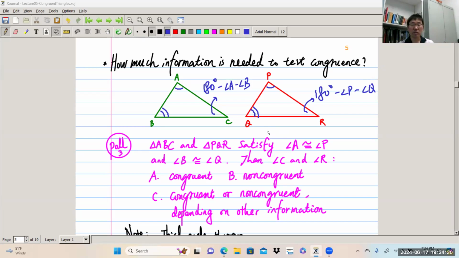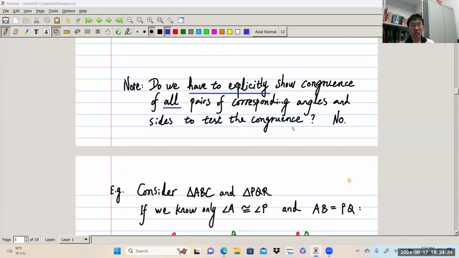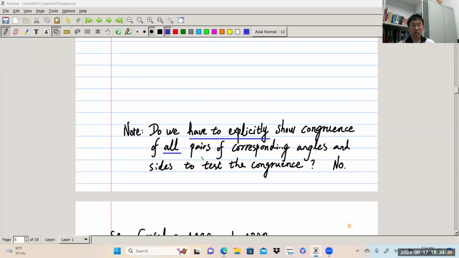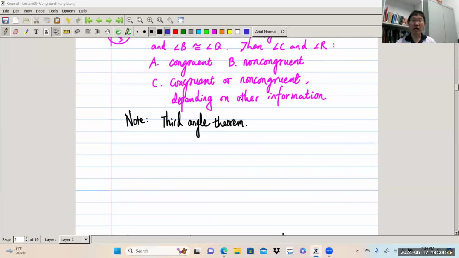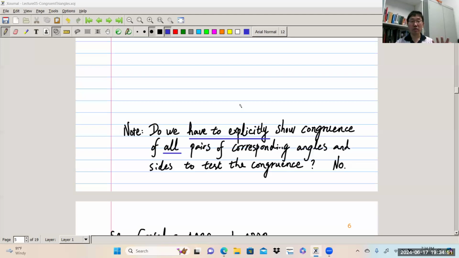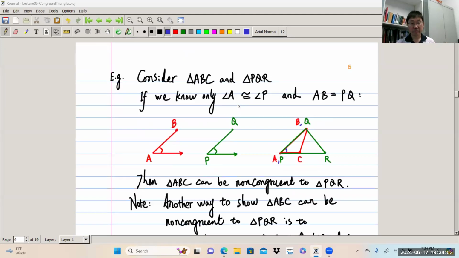Yeah, this problem is irrelevant to lengths. Yes, it's about angles. So obviously, do we have to explicitly show congruence of all pairs of corresponding angles and sides to test the congruence? No, right? From this whole question, obviously we don't have to do so. And actually, we can use less information, okay?